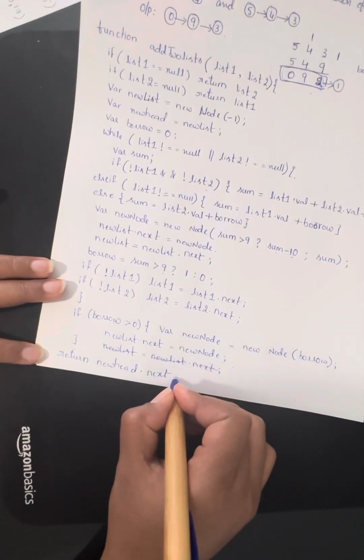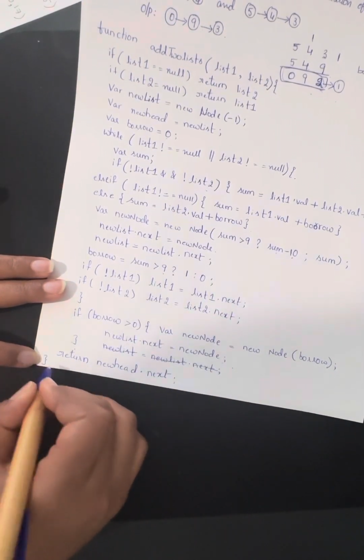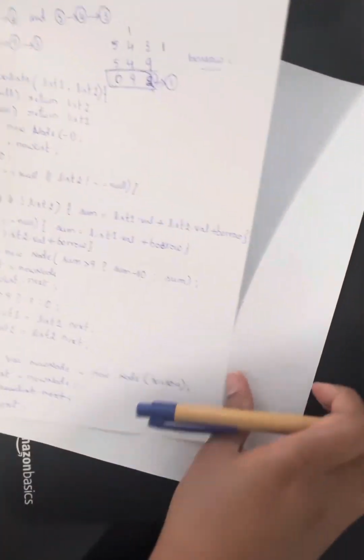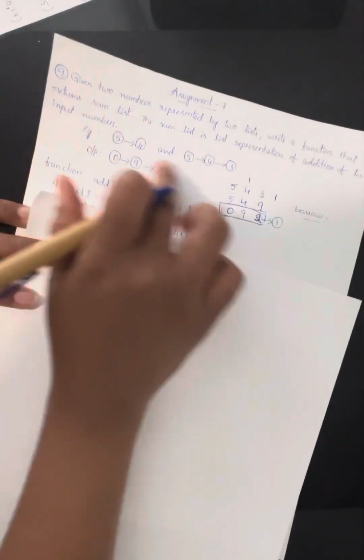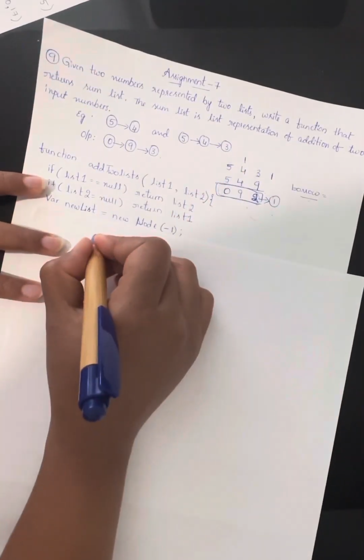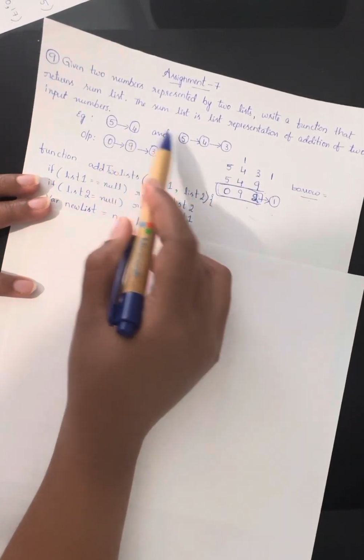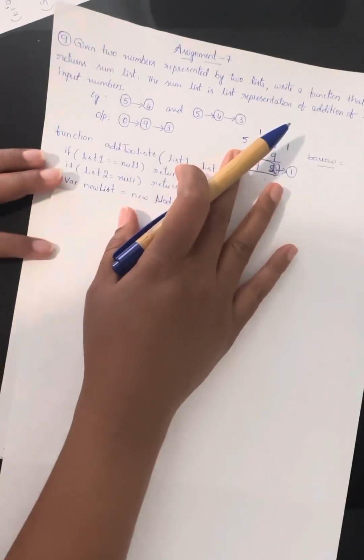So this is what we need to return finally. Now let's check this with the example. So let's take this example. We have two lists, which are 5 4 and 5 4 3.